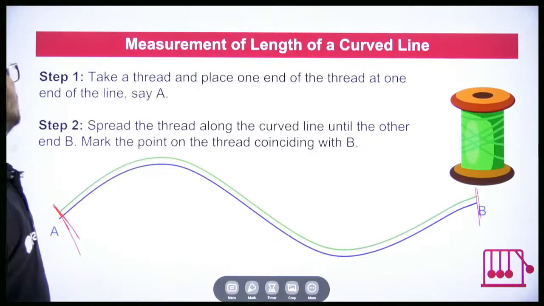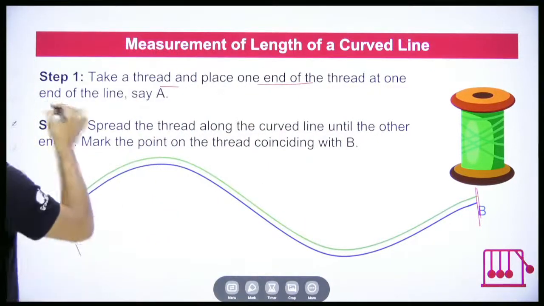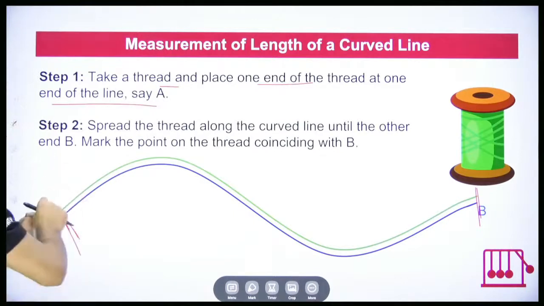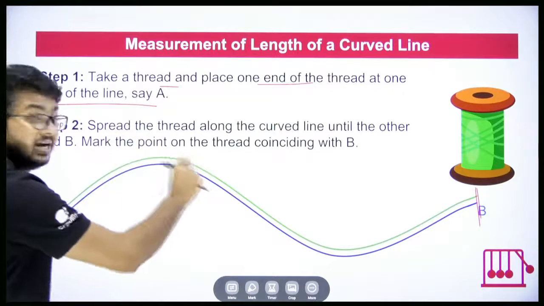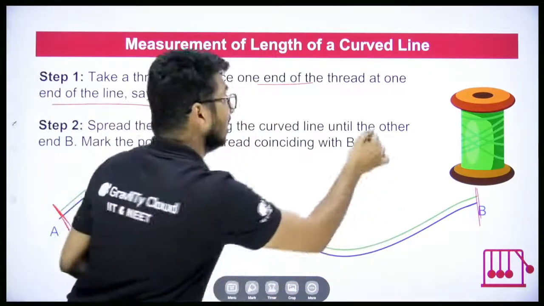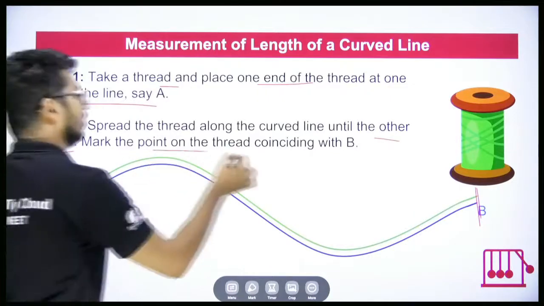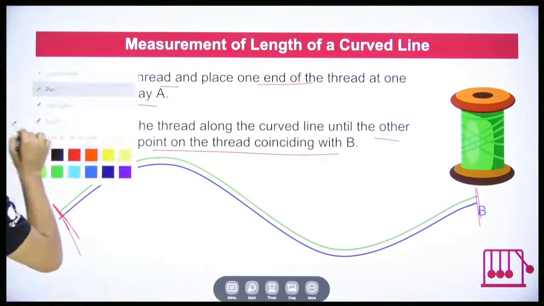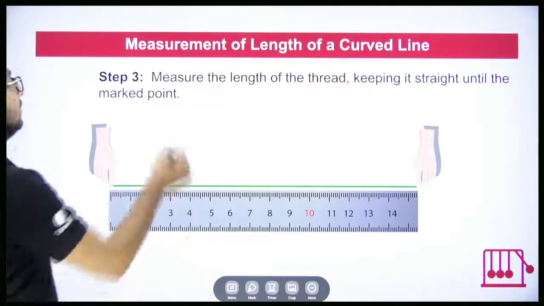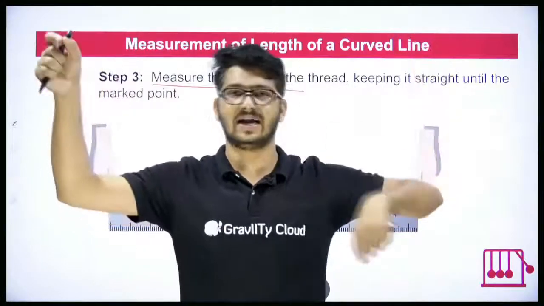Yes? Okay. So take a thread and place one end of the thread at one end of the line, say A, you are placing it here. Step 2, spread the thread along the curved line until the other end B. Mark the point on the thread coinciding with B. So 2 points are marked. Understood? Then what will you do? Measure the length of the thread between those two markings.